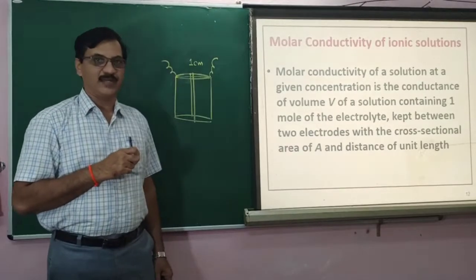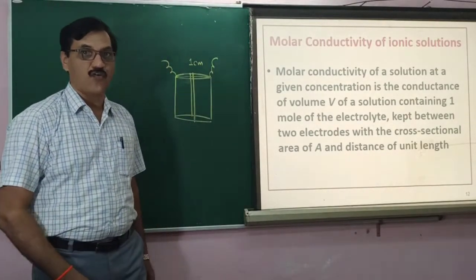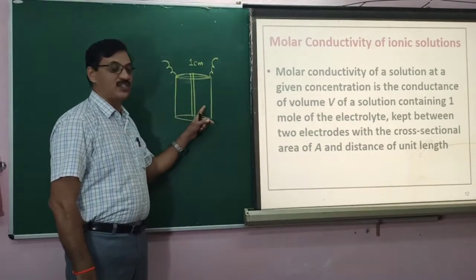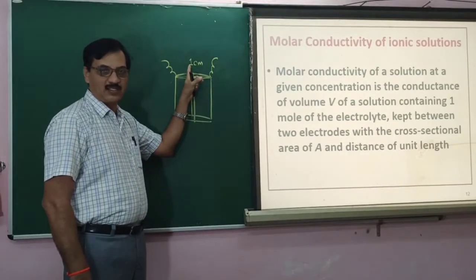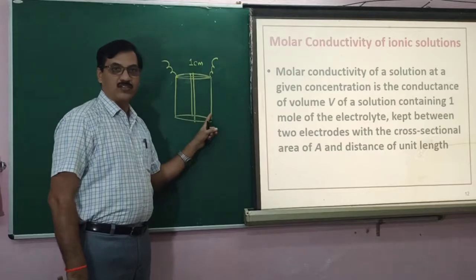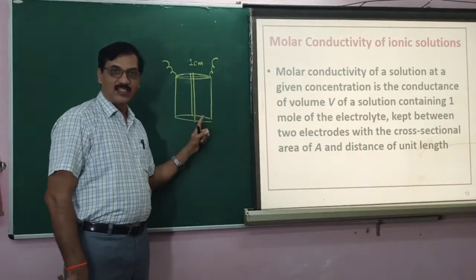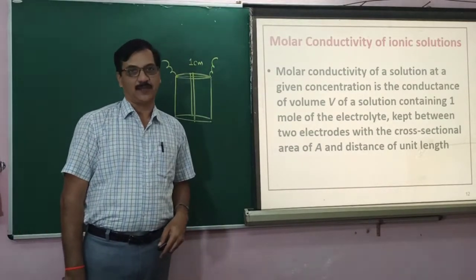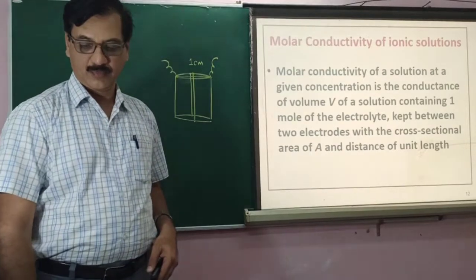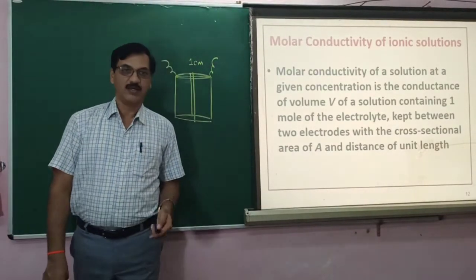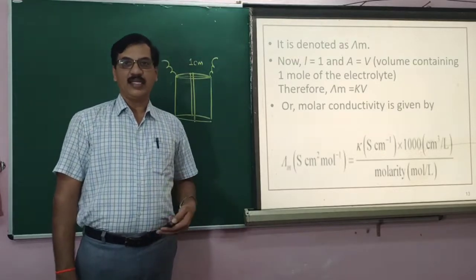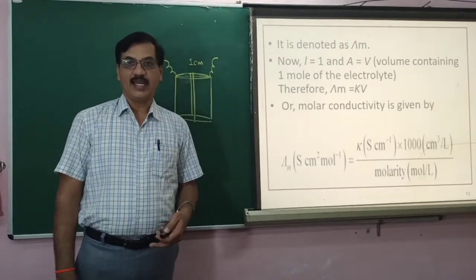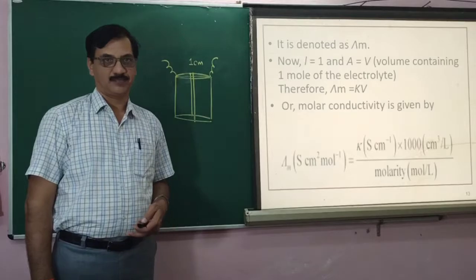So the definition of molar conductivity goes like this. It is the conductance of 1 mole of an electrolyte kept between electrodes which are 1 centimeter apart, with an area of cross section so large as to occupy the whole of the solution between them. Molar conductivity is dependent upon kappa, that is conductivity, and also the concentration of the solution.